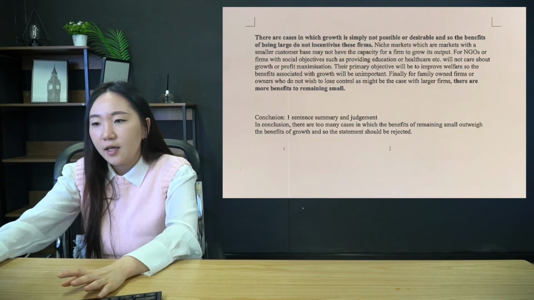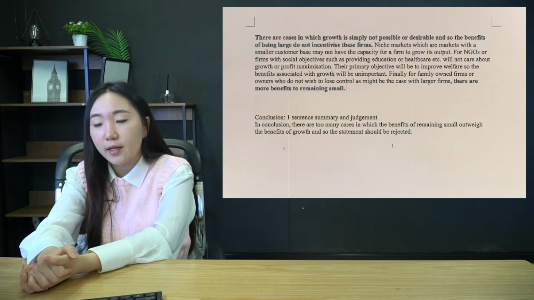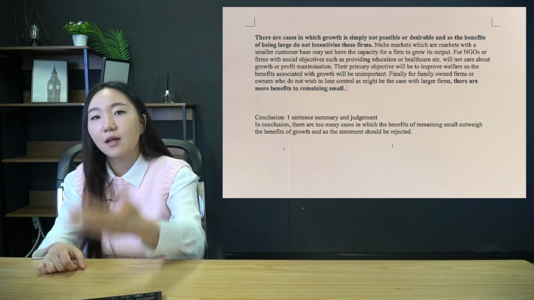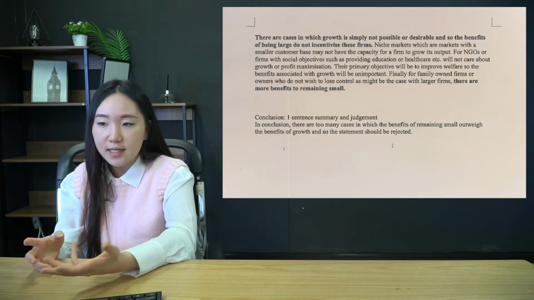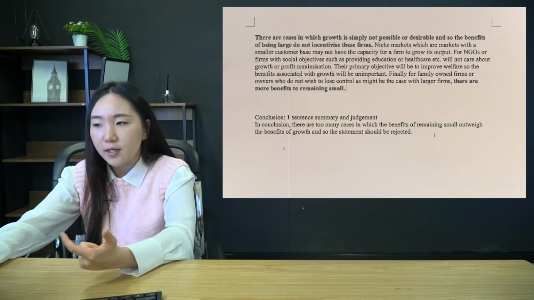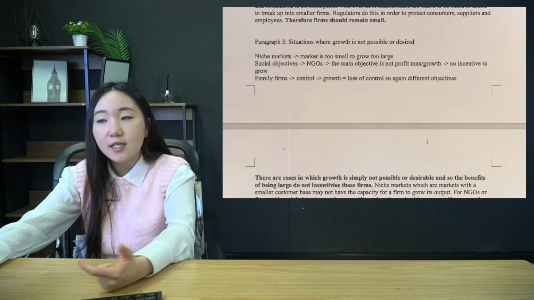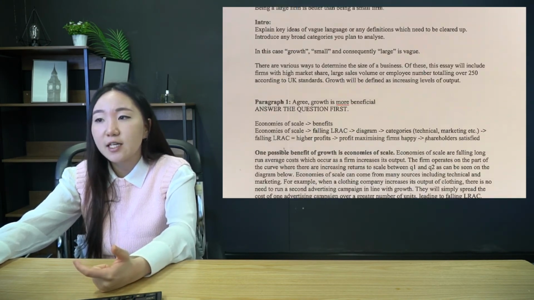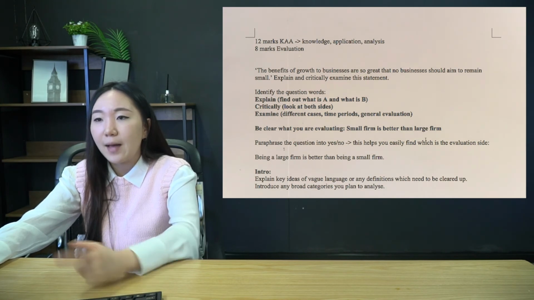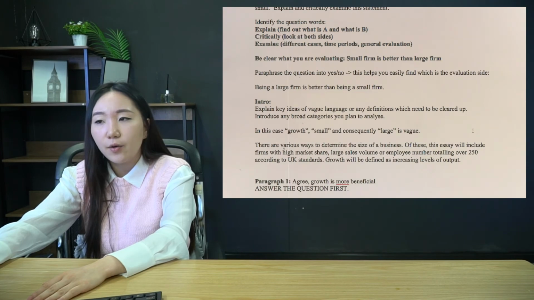And then conclusion, yeah? So in conclusion, you should always put a judgment, okay? And that just shows that you've not just analyzed it, you've weighed it up and you've made a decision. So I've just said something simple. There are too many cases in which the benefits of remaining small outweigh the benefits of growth, and so the statement should be rejected. And it's a pretty easy statement to reject because it is so absolute, and it's saying should aim to remain small.